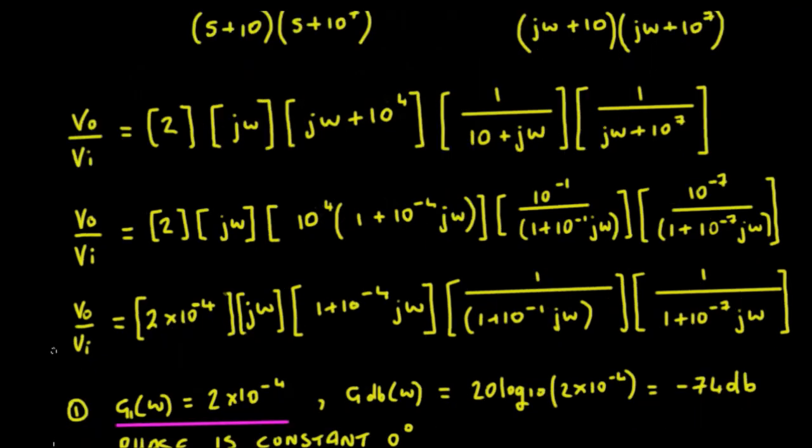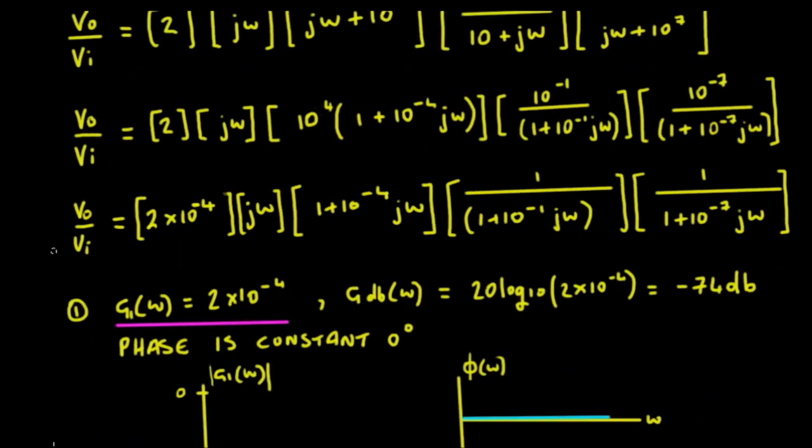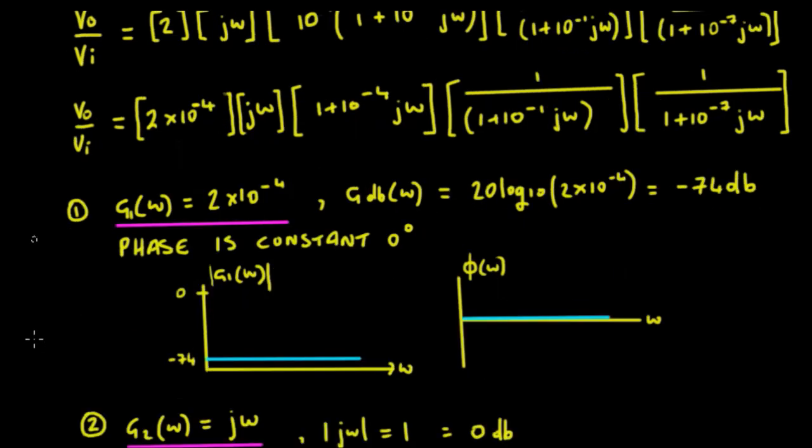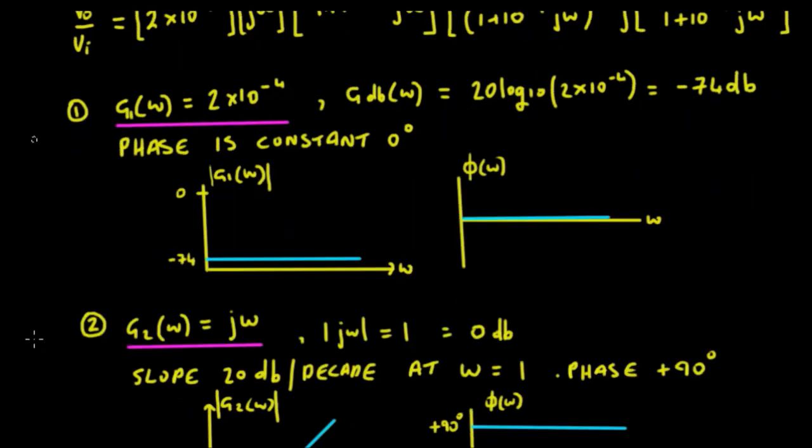Okay, so what we can do now is we can take these 1, 2, 3, 4, 5 terms, and we can draw them out individually, and then we can go and we can add them together.